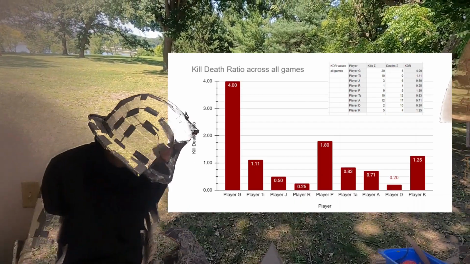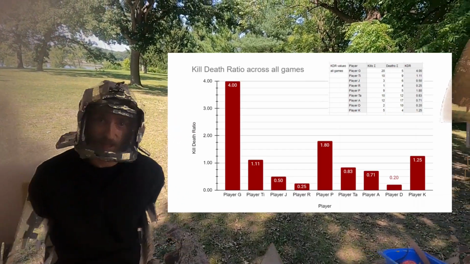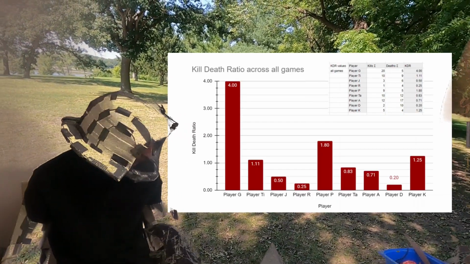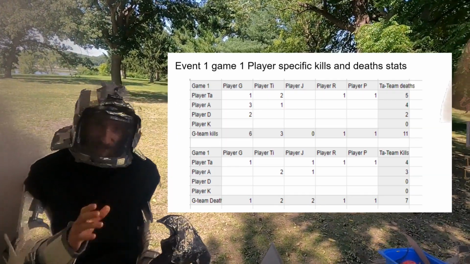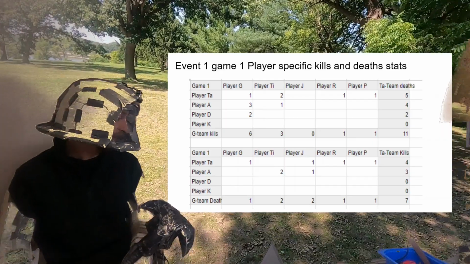And then player K with 5 kills and 4 deaths for a KDR of 1.25. Still very impressive. So this was one of the stats that I really wanted to do, and I'm glad that we recorded our information in this way.